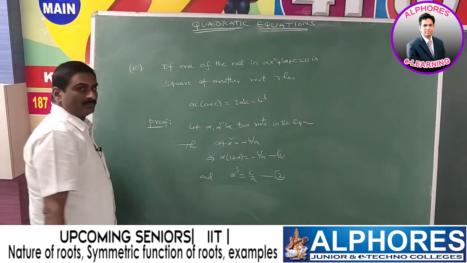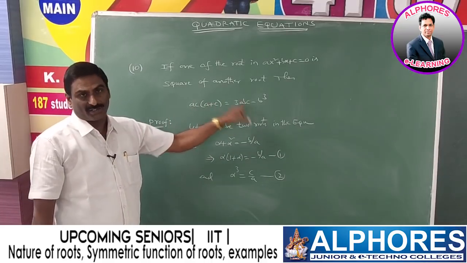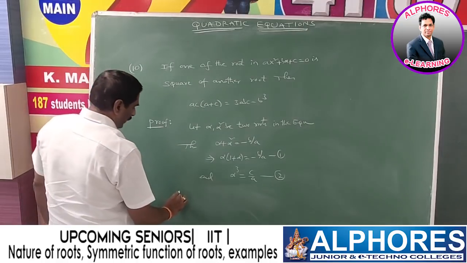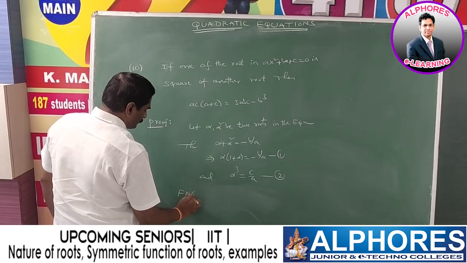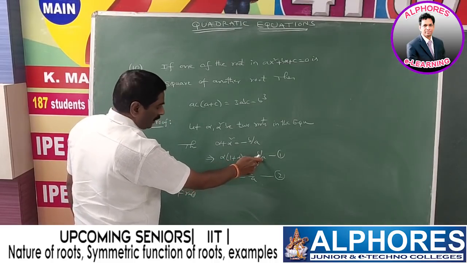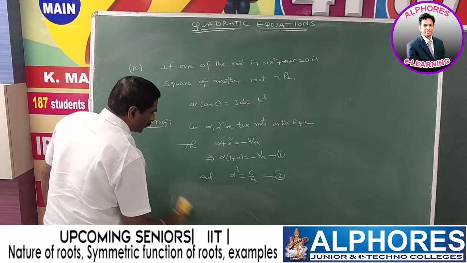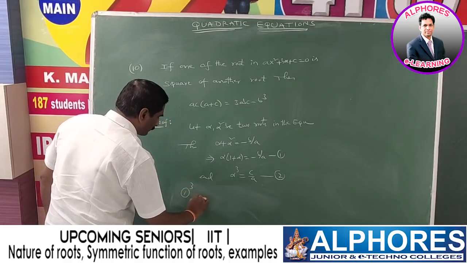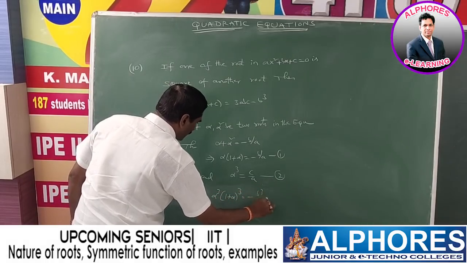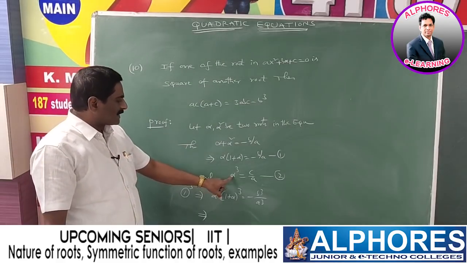From 1 and 2, by eliminating alpha, we get this condition. How to eliminate this alpha? From 1, alpha into 1 plus alpha is equal to minus b by a. On cubing both sides of equation 1, alpha cube into 1 plus alpha whole cube is equal to minus b cube by a cube. That implies alpha cube is equal to c by a.